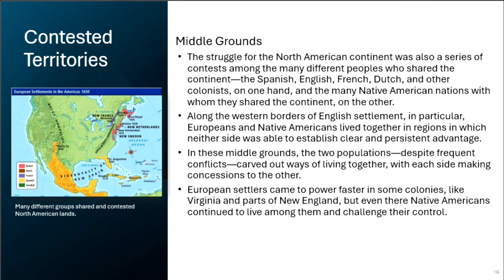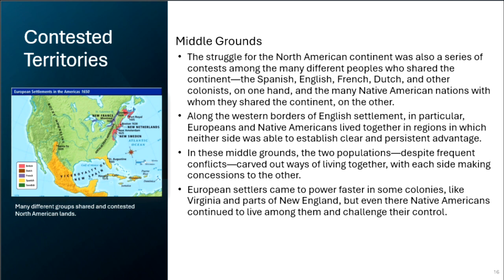In certain regions, particularly along the western frontiers of English settlement, there were areas where neither Europeans nor Native Americans held complete control. These middle grounds were spaces of interaction, negotiation, and sometimes conflict, where both sides had to adapt and make concessions to coexist. So it wasn't always a clear-cut case of conquest and domination. Not at all.